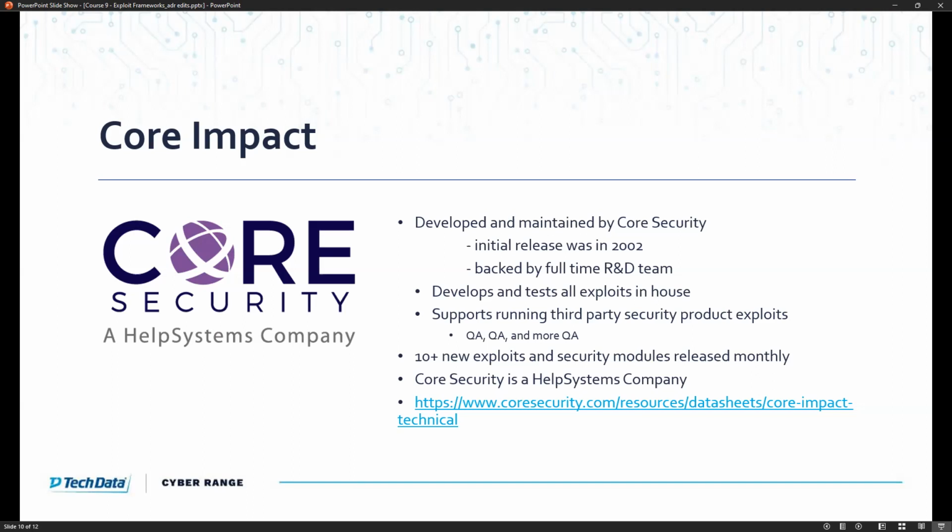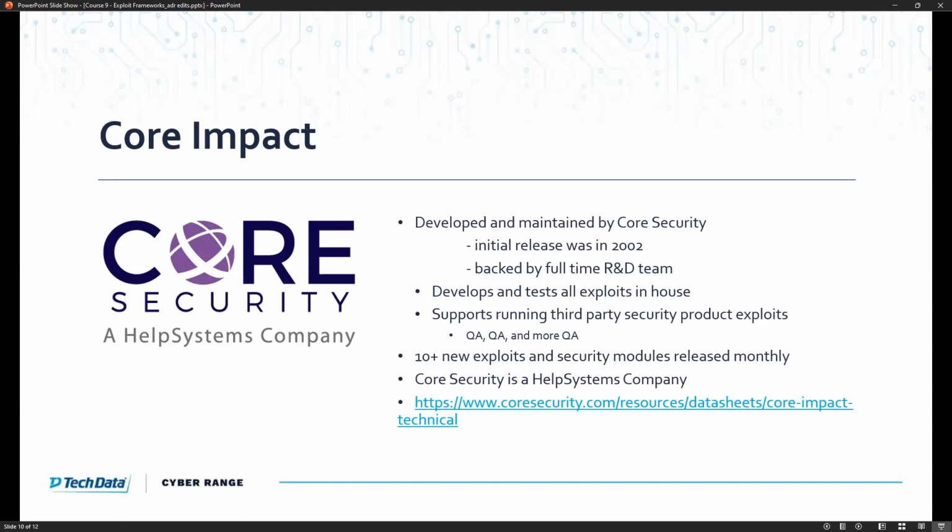Now, Core Impact is developed and maintained by Core Security. It was originally released in 2002. It's a proprietary solution, so it itself is maintained by a full-time research and development team. Core Security, the company behind Core Impact, does develop and test all the exploits. So everything that you get with Core Impact is tested. Now, it has the capability to run third-party security product exploits. However, there is some QA process that needs to be done there.